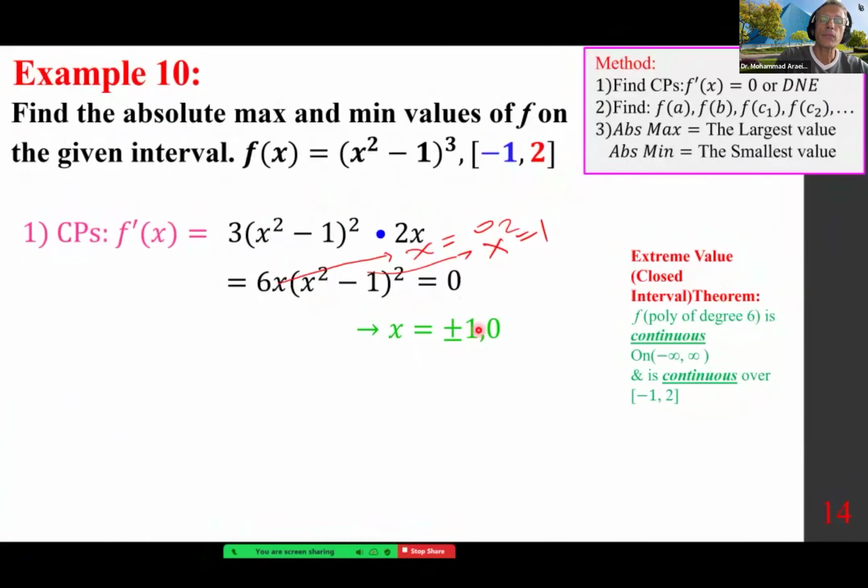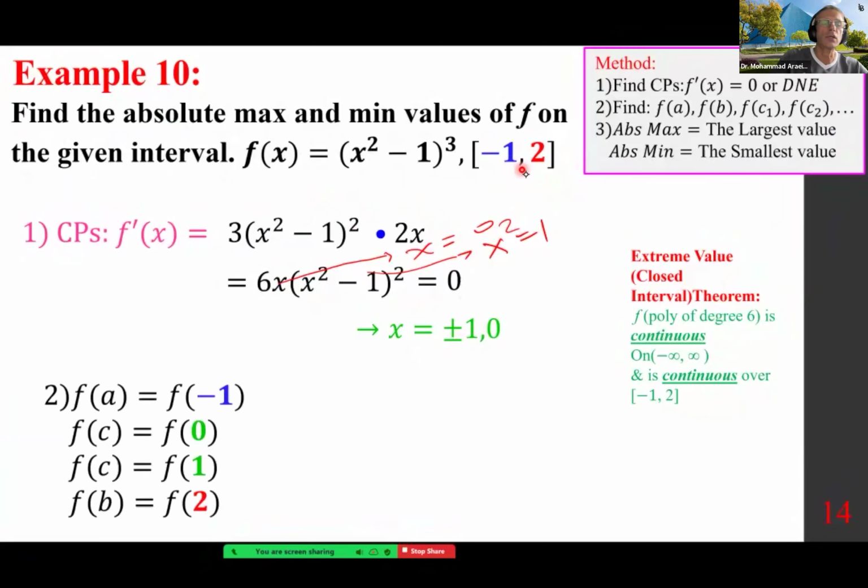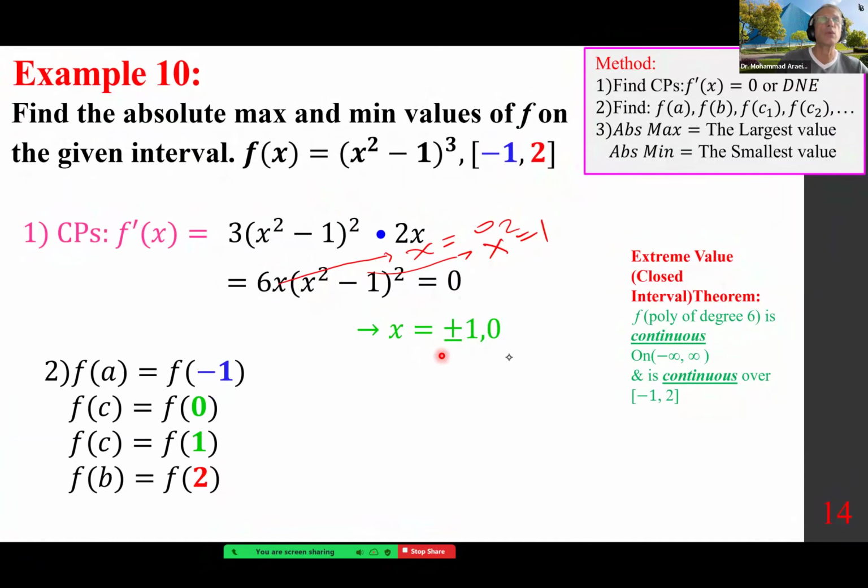Let's check those values. Is negative 1 in between? Well, it's one of the endpoints. Is positive 1 in between? Yes. Is 0 in between? Yes. We are going to evaluate the function at the endpoints as well as the critical points.